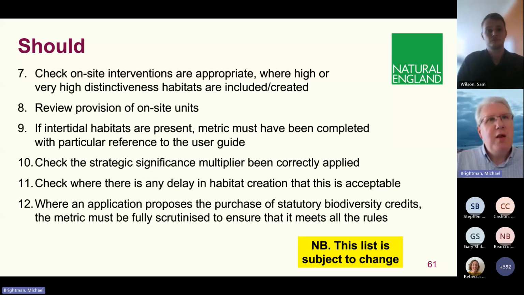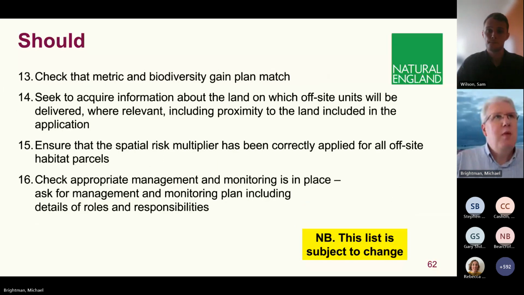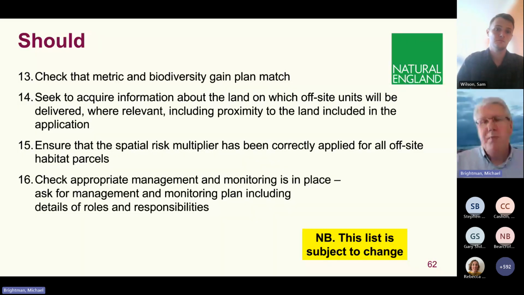An LPA should check where an application is asking for permission to purchase statutory biodiversity credits, and therefore has a red box present, that the metric is fully scrutinised to ensure that it meets all the other rules. The LPA should check that the metric and the details contained within the biodiversity gain plan match. The biodiversity gain plan is a statutory template provided by DEFRA.